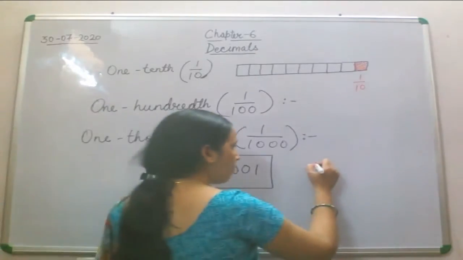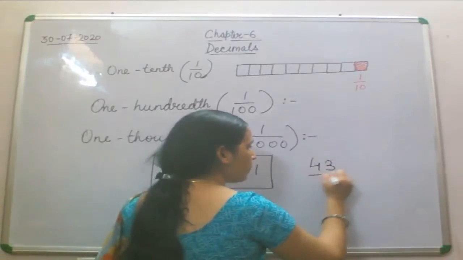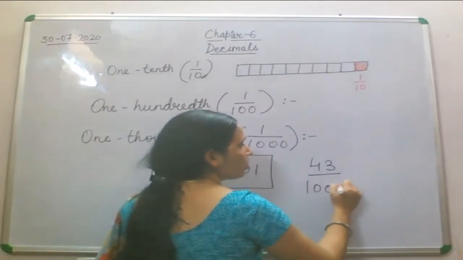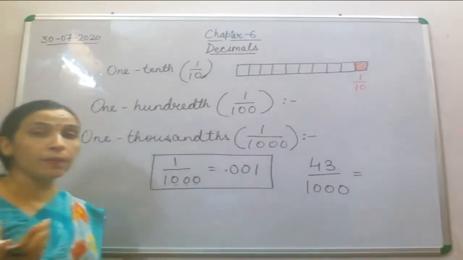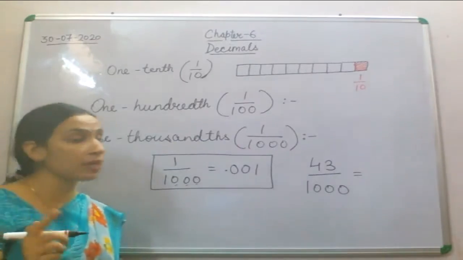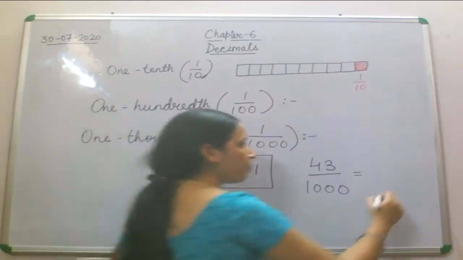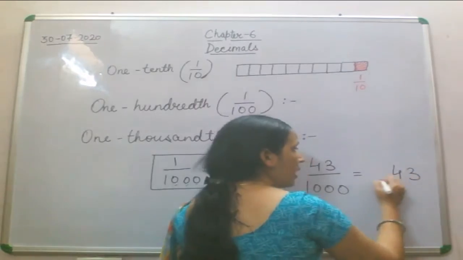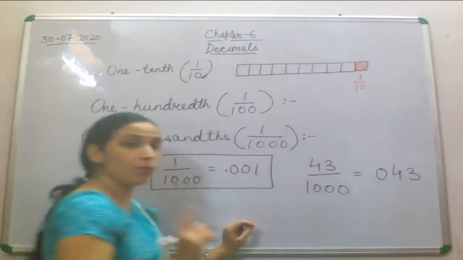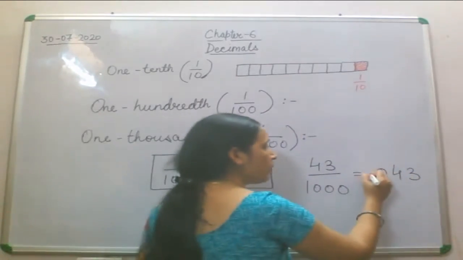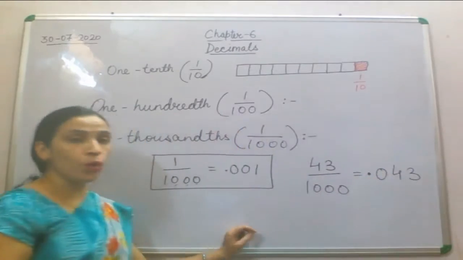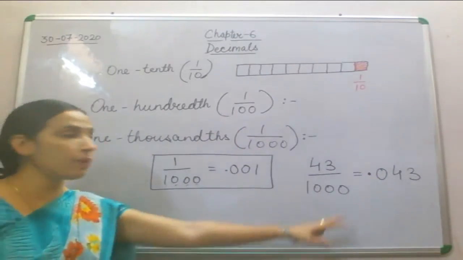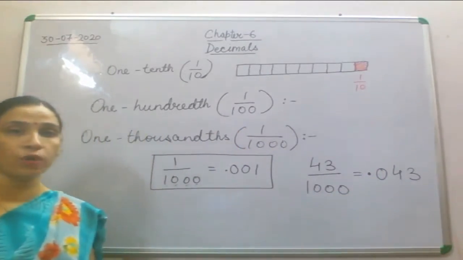See, take one more example. If you have 43 by 1000, how many places do we require? We require 3 places, but we have only 2. So we'll write here 4, 3, and on the third place I'll add a 0, and then we will write the decimal point. 0.043 will be the decimal representation of this.